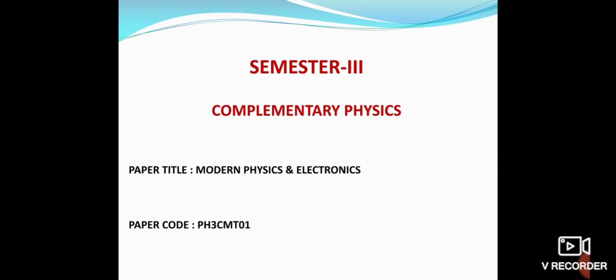Today we are going to start physics in this new semester. In this semester you have to study the physics paper entitled Modern Physics and Electronics, with paper code PH3CMT01. Myself and Dr. Nishad KK are both sharing this paper. We'll take modern physics, and my part is electronics.